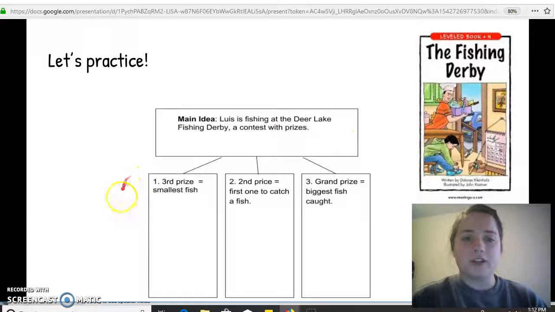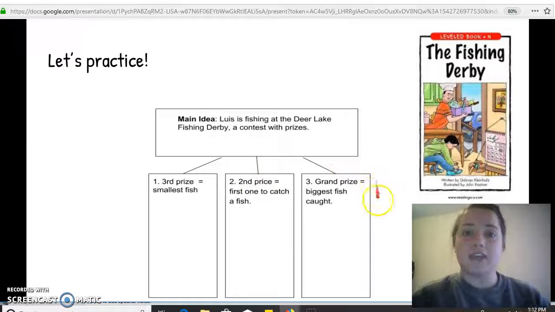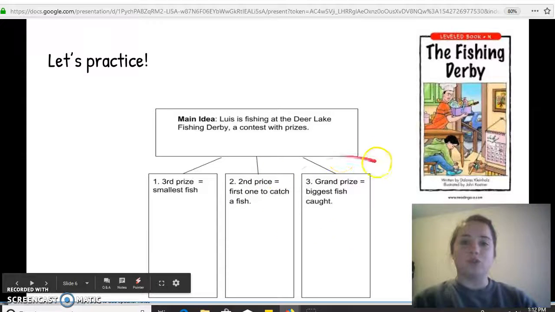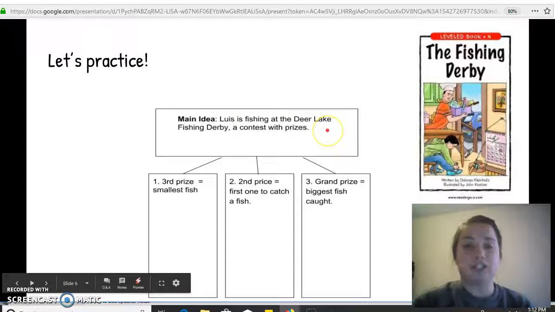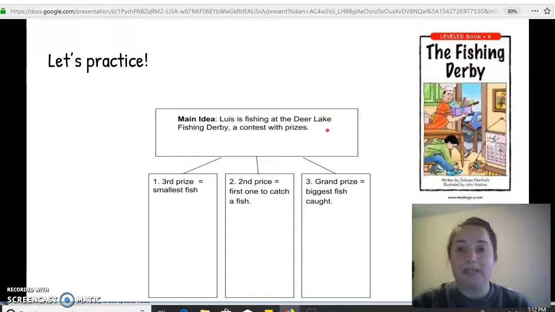The first one, 3rd prize winner, it goes to the smallest fish. The 2nd prize goes to the first one to catch a fish. And the 3rd, the grand prize, goes to the biggest fish caught. Those are 3 supporting details to our main idea about Lewis fishing at the Deer Lake Fishing Derby, a contest with prizes.